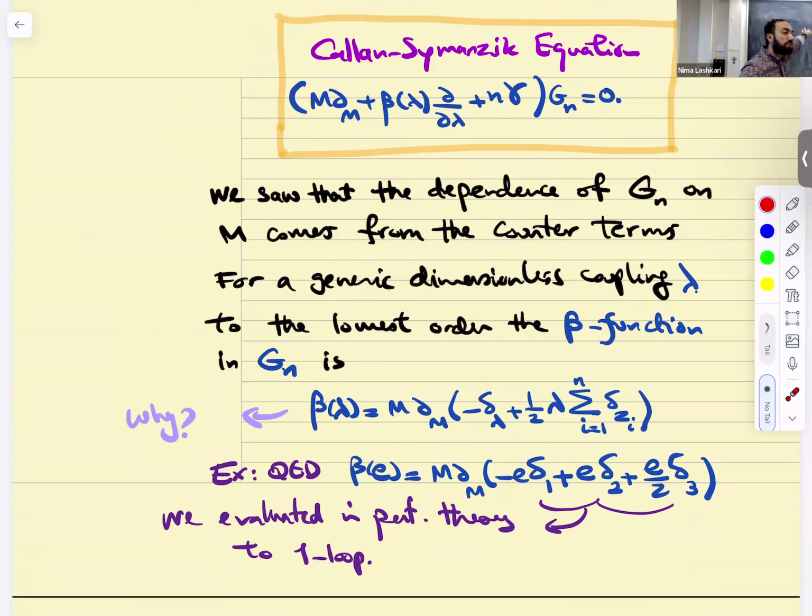I flashed a bunch of equations last time. For generic dimensionless coupling lambda, and say scalar field, to the lowest order, the beta function in Gn is M dM of minus counter term for the lambda coupling plus half lambda sum over i to N of delta Zi. This N is the endpoint function, right? Because there are N fields in the endpoint functions. For each of them, you need the delta Z.